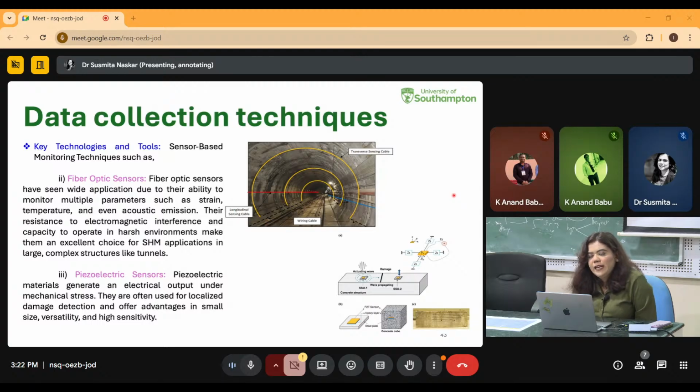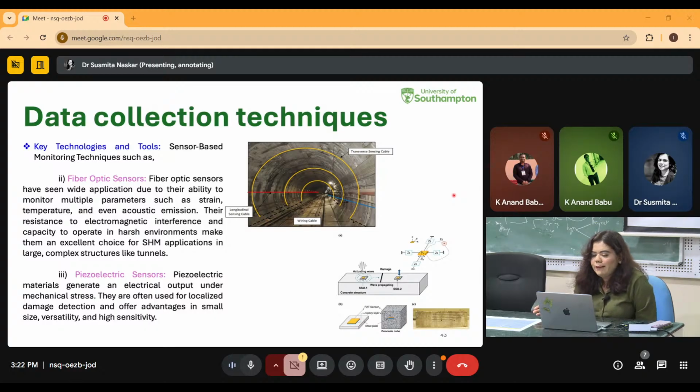They are highly resistant to electromagnetic interference, and they can also function in harsh environments. When there are a lot of temperature changes, you can see the PZT is a little brittle in that case, but in those particular cases we use fiber optic sensors quite a lot. And as I said, for the large scale, they can also function in complex structures like tunnels.